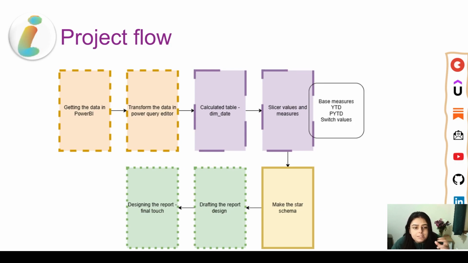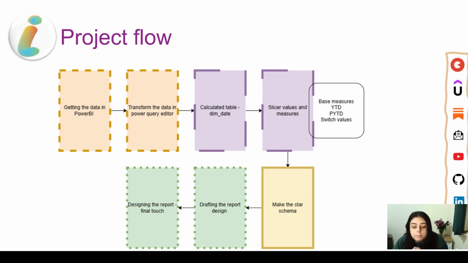All right, so this is the project flow which we are going to follow. We are going to get the data in Power BI. Then we would transform it in the Power Query editor. Then we will create a calculated table by the name of dim date. Then we would create a slicer value and measures. In this part, we would be making base measures, year to date, prior year to date, and switch values.